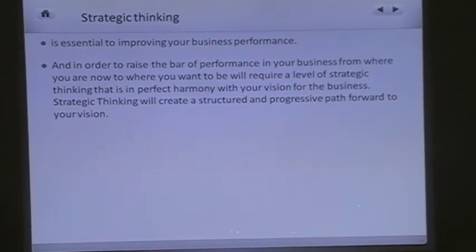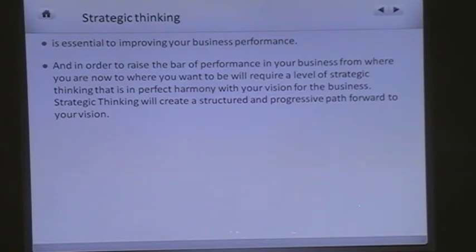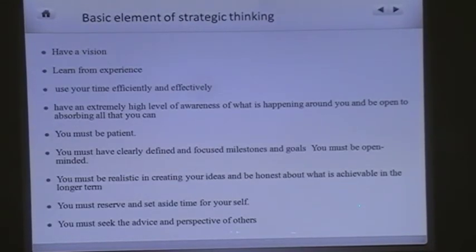It's a structured, progressive process which allows the company to move in a direction wherein it is able to achieve its vision. The basic elements of strategic thinking include a vision. Where do you want to be today? Where do you want to be tomorrow? Where do you want to be as a company 10 years down the line? You need to learn from your experience. You need to use your time and resources, and obviously money, very efficiently and effectively.